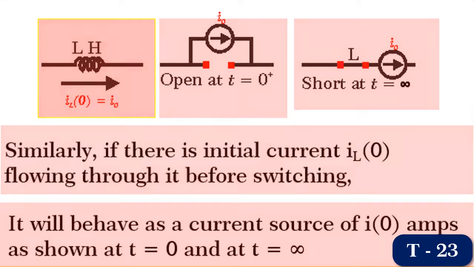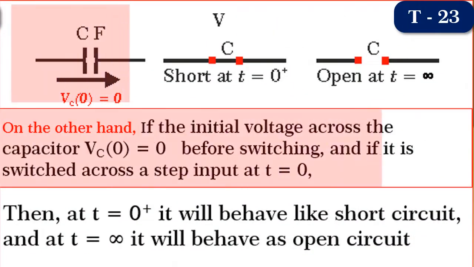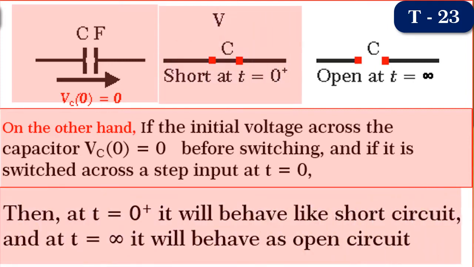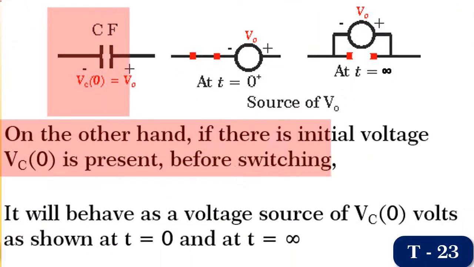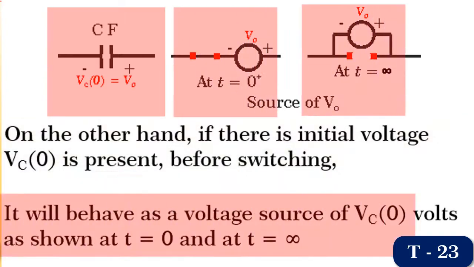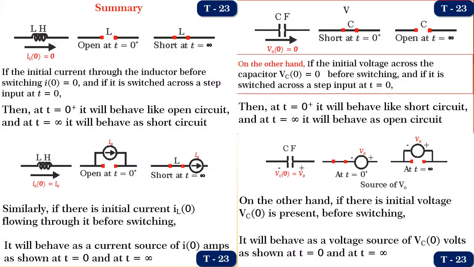amperes as shown. On the other hand, if the initial voltage across the capacitor Vc(0) is equal to 0 before switching, and if it is switched across a step input at t equal to 0, at t equal to 0+, it will behave as a short circuit, and at t equal to infinity, it will behave as an open circuit. If initial voltage Vc(0) is present, then it will behave as a voltage source of Vc(0) both at t equal to 0 and at t equal to infinity. Remember these facts as we are going to use these while solving the numerical examples.